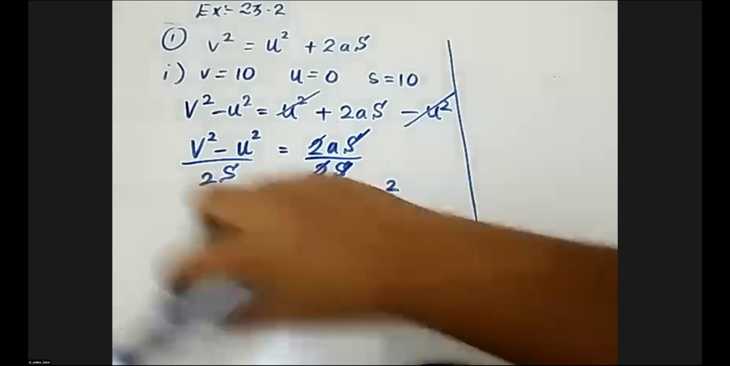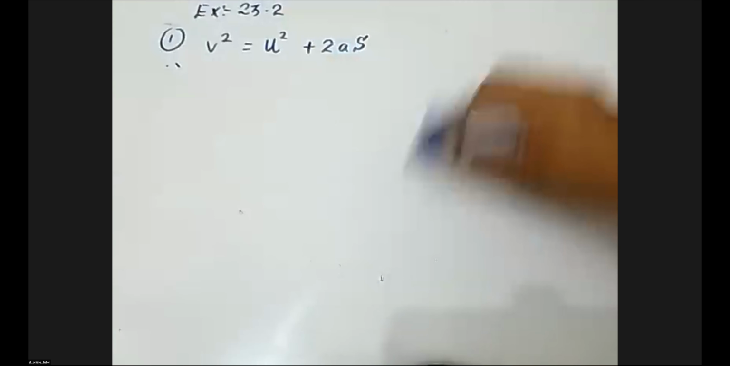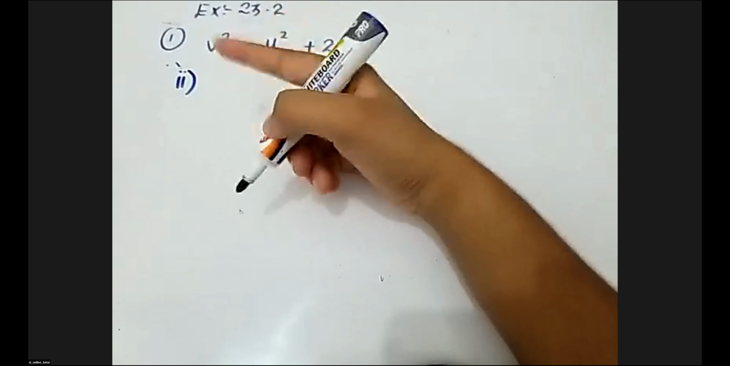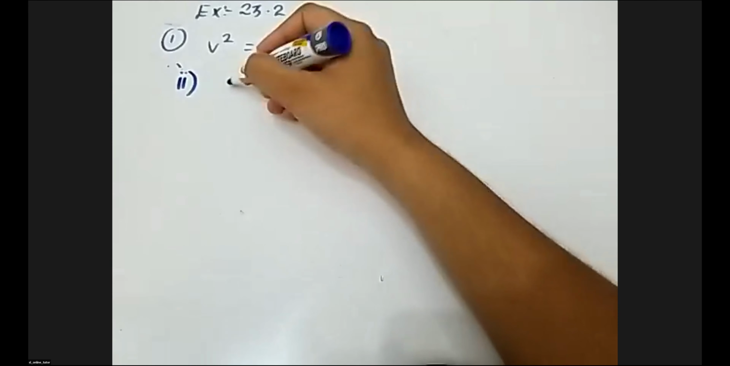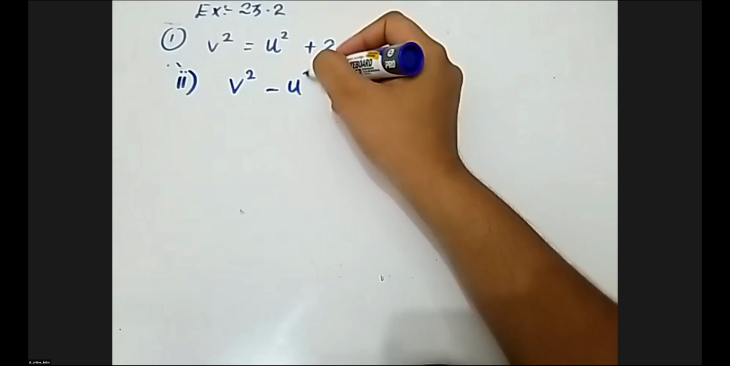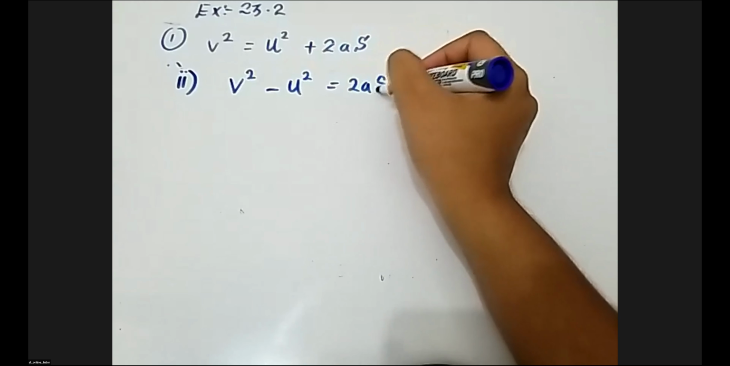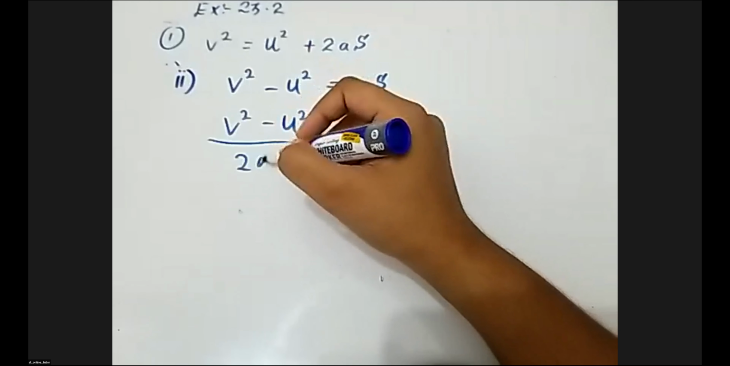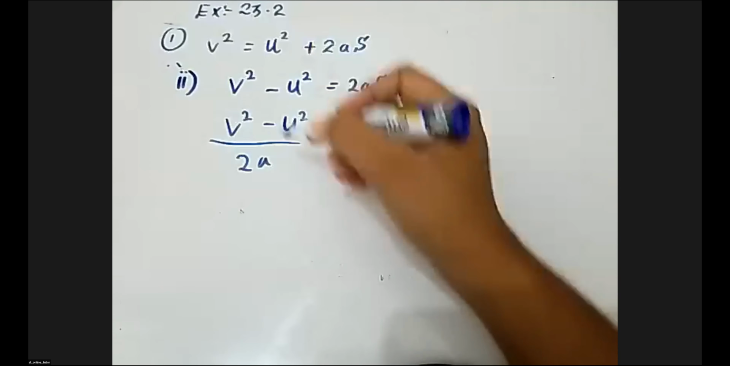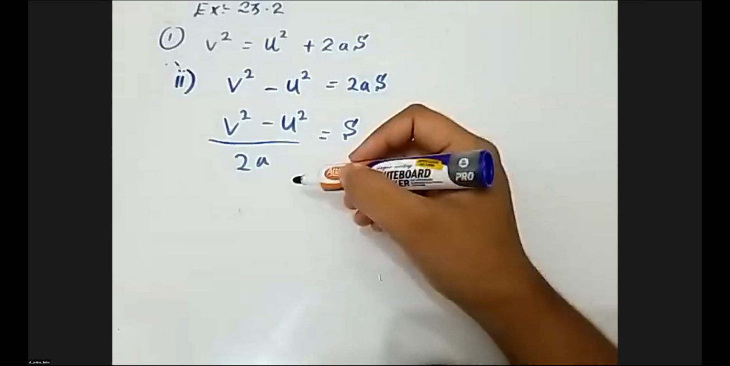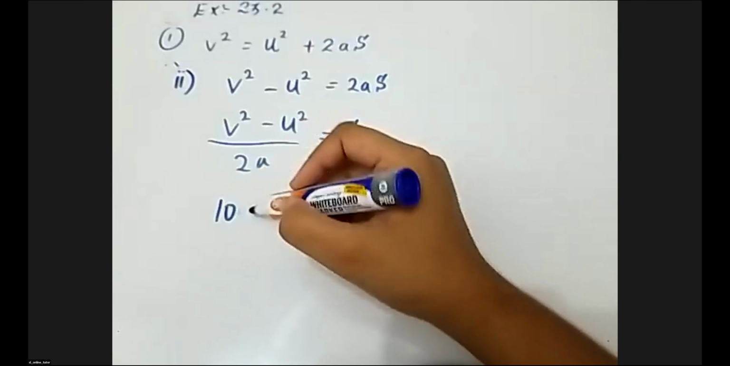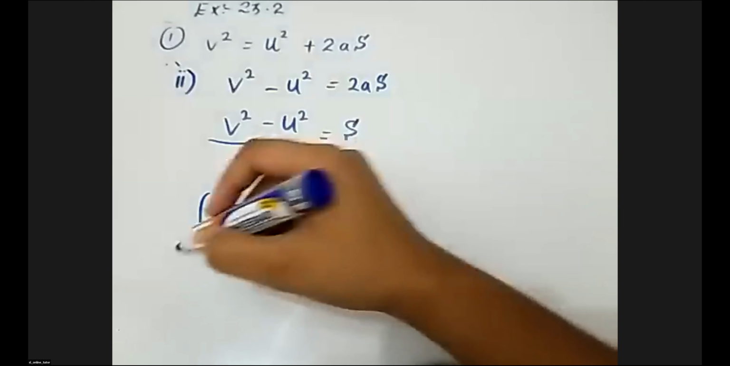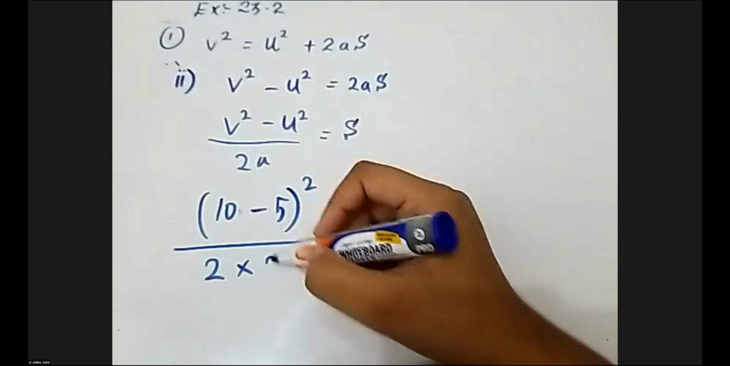Okay, look at the board. Roman number 2 says to find the value of S. Now S should be the subject. First of all, I can remove U squared. Now I can remove the 2A by the division method. Then S is alone. They said the value for V is 10, the value for U is 5, both are squared, and the value for A is 2.